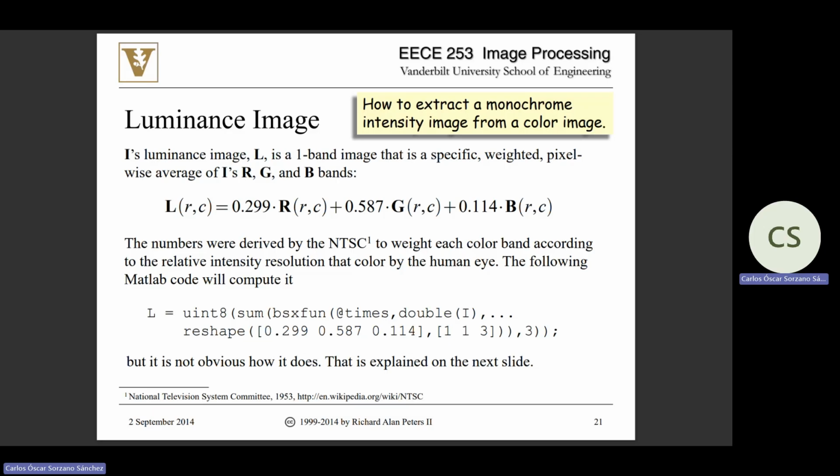And then they started to think, okay, so why 1/3, 1/3, 1/3? It could be any number. So which are the nicest numbers? And then they did a lot of experiments with people.